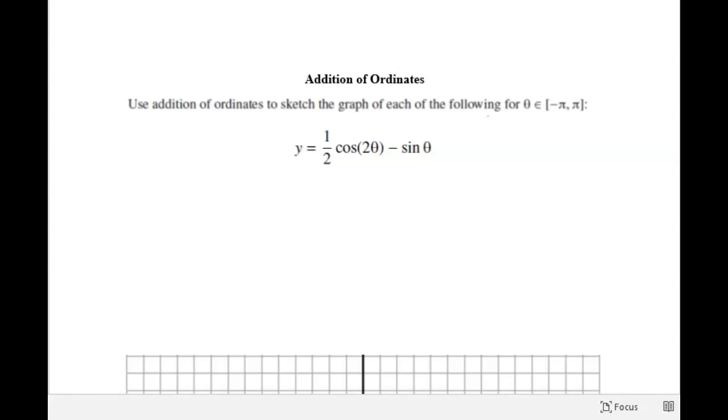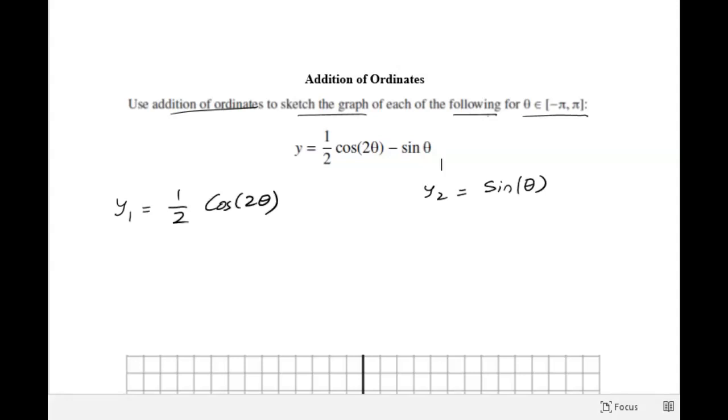So they're saying use the addition of ordinates to sketch the graph of the following between the domain minus pi to pi. The question given to us is y equals half cos 2 theta minus sine theta. If I split this into two parts, I have two functions here. I'm just going to call y1 half cos 2 theta, and y2 sine theta.